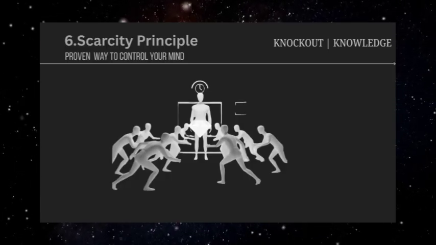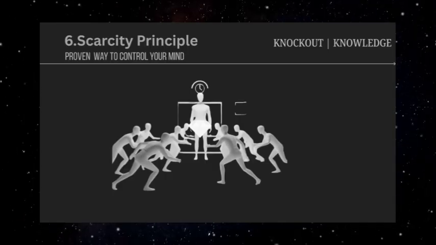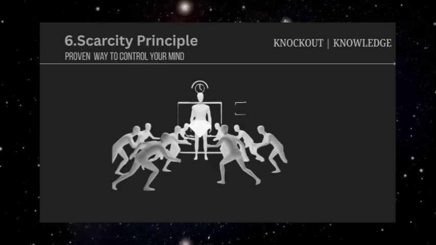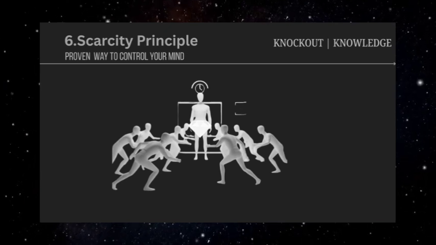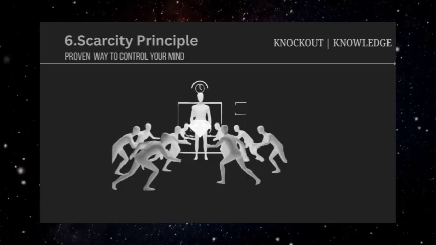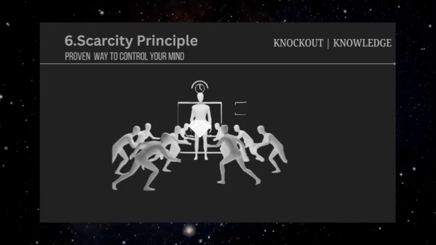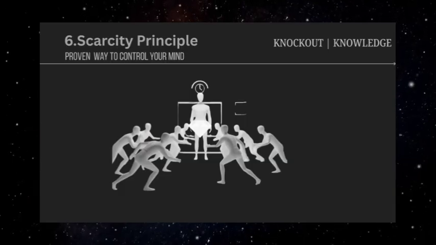In social situations, scarcity can involve access to information, inclusion in groups, or special treatment. Someone might share insider knowledge with you, emphasizing how few people have access to this information. The scarcity of the information makes it feel more valuable, even if the information itself isn't particularly useful or accurate.